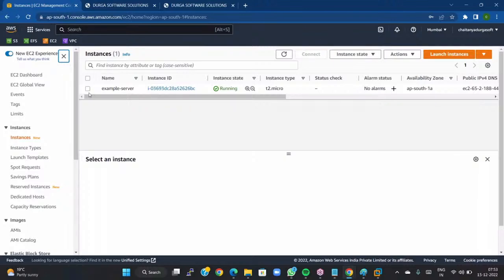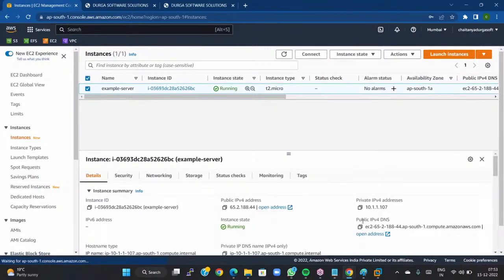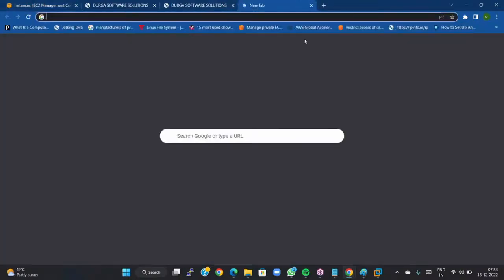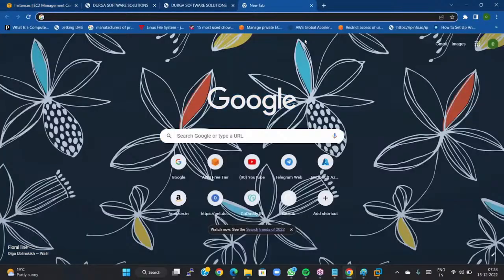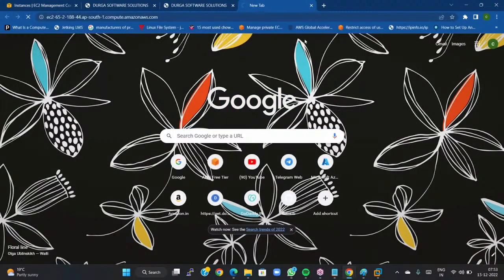Now if you select the example server, this is the public DNS. Copy the public DNS and paste it over here, and directly you will be able to access your website. Just wait for a while.